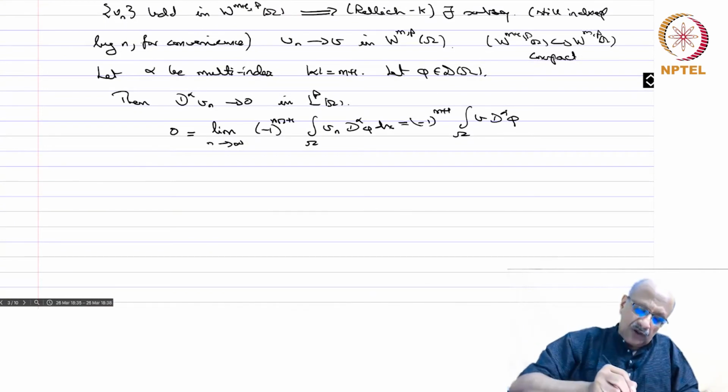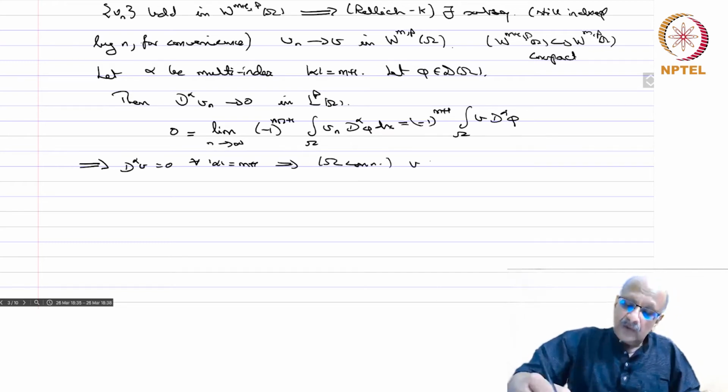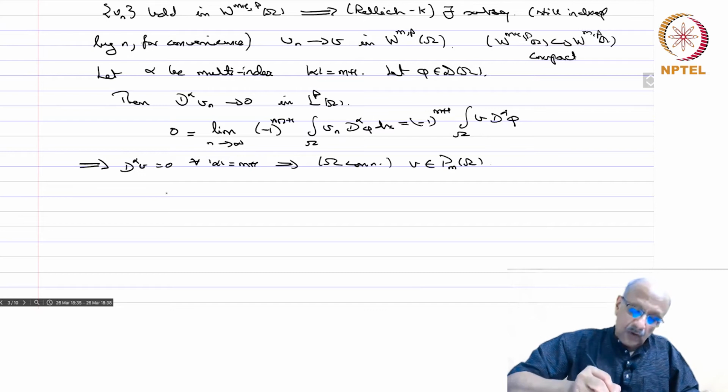This is true for all phi in D of omega, so this implies that d alpha V equals 0 for all mod alpha equal to m plus 1, and that therefore, omega connected again, implies that V belongs to Pm of omega.